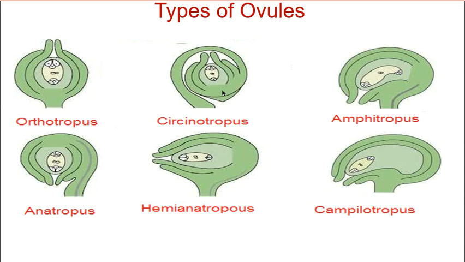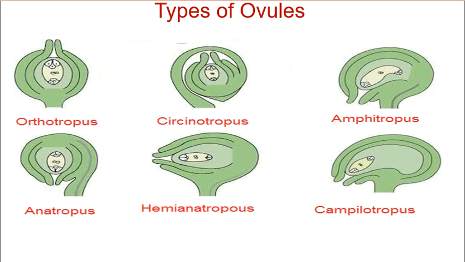This is the sarcinotropous ovule. The funicle is curved like this, and the micropyle has taken one whole round and again points upwards. This is the amphitropous ovule. This is anatropous, just the opposite or inverted of orthotropous. This is hemianatropous, taken at an angle of this degree. This is campylotropous. In the next slide we will see the definitions of all 6 types. You can refer to this diagram by coming back into the video.